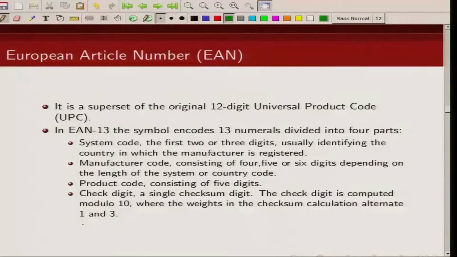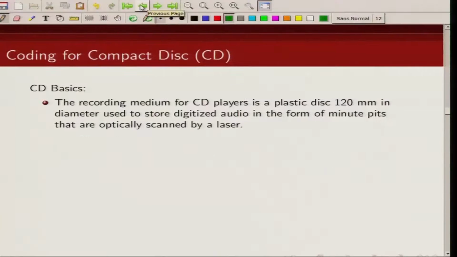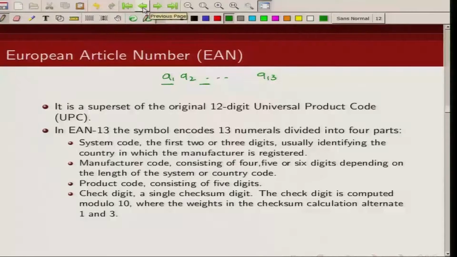Now, what do I mean by that? So, you have this 13 bit number A1, A2, up to A13. What you are going to do is, the bits in the odd location you multiply by 1, and bits in the even location you multiply by 3, and the modulo sum of that should add up to 0 mod 10. So, let us look at an example to illustrate that.